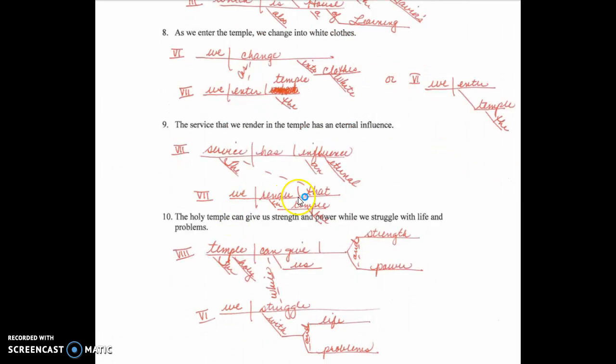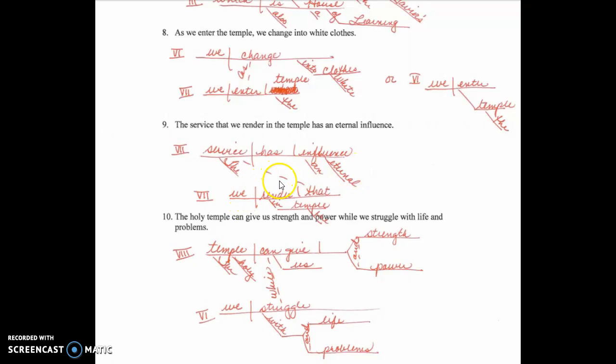Number 9. The service that we render in the temple has an internal influence. So we know that we have our noun here, but then we immediately have our relative pronoun that's introducing a clause. So we're going to kind of block that clause mentally for a minute. So we have the service has an internal influence as our main clause. Service, subject, has, verb, has what? Influence. It has influence. So influence is acting as the direct object with our modifiers below. And then we will go back to the clause that we have.